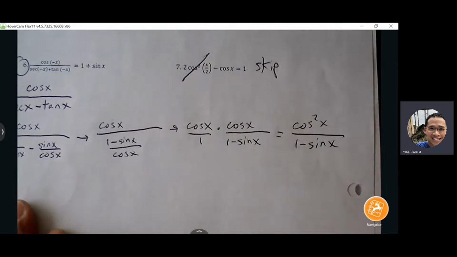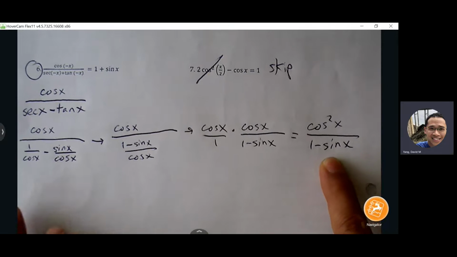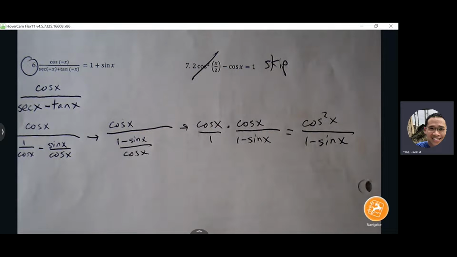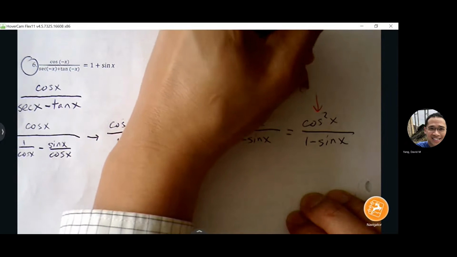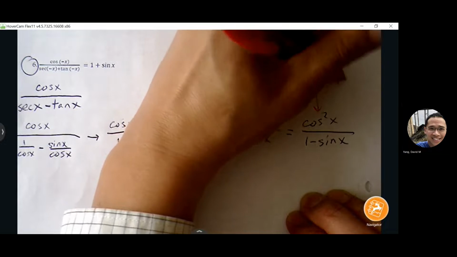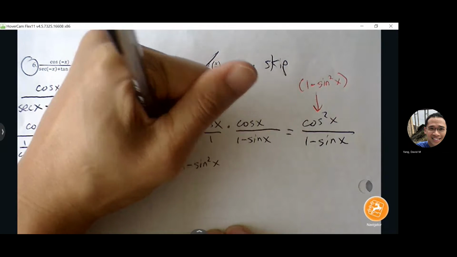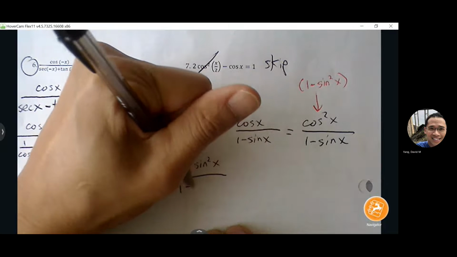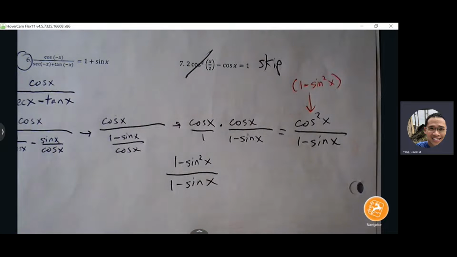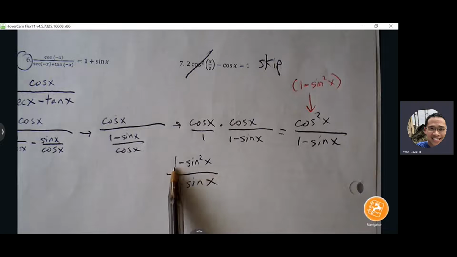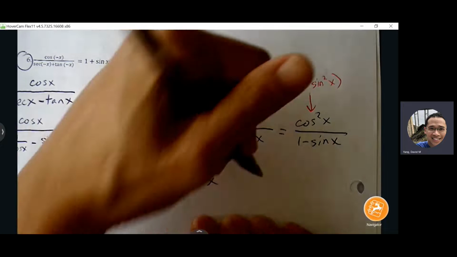Okay, we're not quite there yet. I have cosine squared over 1 minus sine x. At least I've gotten it down to one fraction. What can we do next? Yeah, rewrite that cosine squared. Okay, getting closer. I can do something with this numerator here. What can I do? 1 minus sine squared. Yep, difference of squares, right? A squared minus b squared can be factored into a minus b times a plus b.